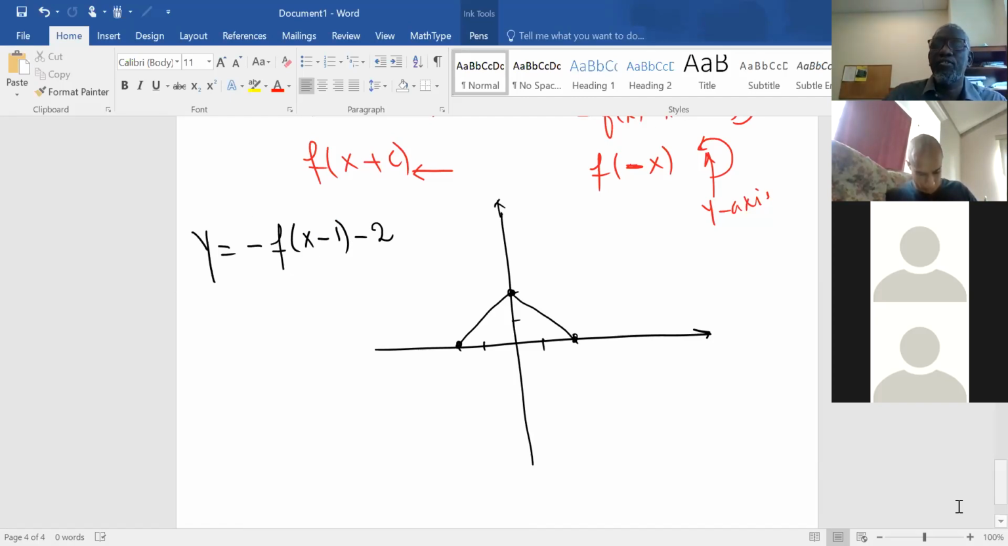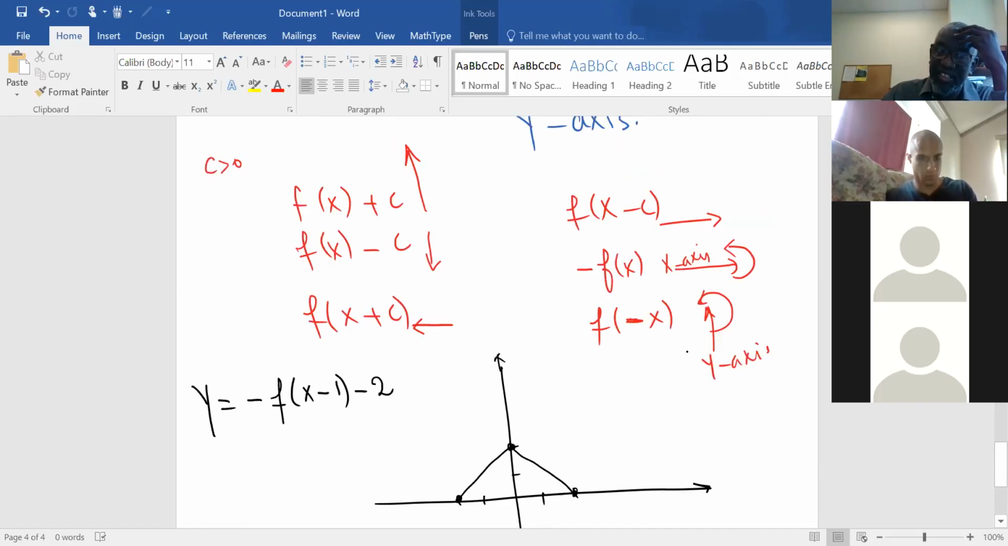So go ahead, look at the recapitulative right here in red and say what is each transformation. Meanwhile, you can write your name for the attendance.